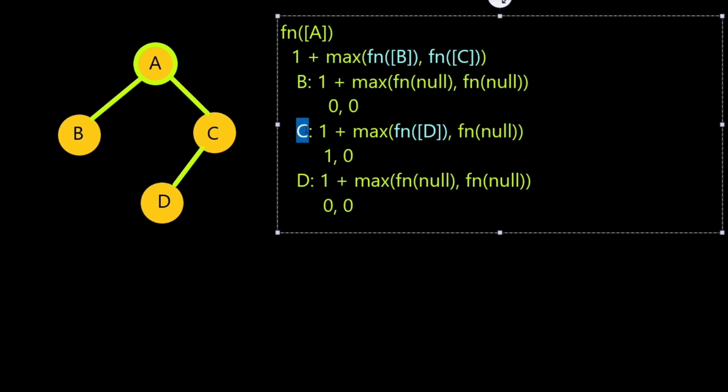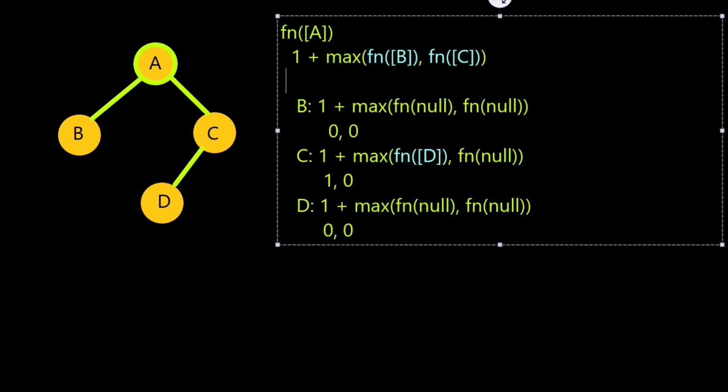So now back tracing to C. Now D has already returned something. The fn of D has returned something. It returned 1, and it's represented here. And the fn of null, we know it's going to hit the base case, so it's going to return 0. So C is also going to return 2 because D returned 1. So 1 plus max of 1 and 0 is 1, so 1 plus 1 is 2. So C is going to return 2, right?